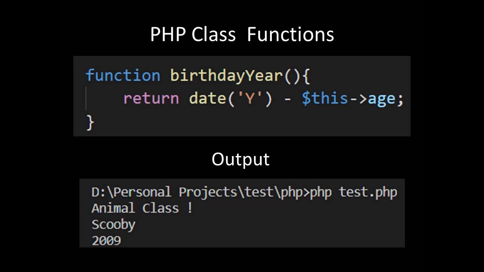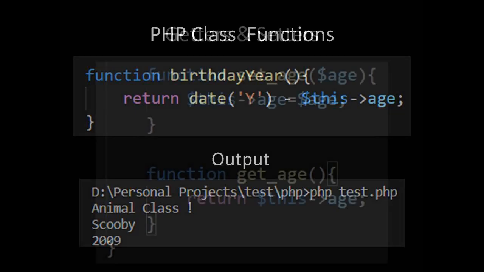We compile the PHP code using the PHP compiler. In the terminal or command line, we write the name of the compiler, php, followed by the name of the file we want to run, with the file extension .php. The last line is the result of calling the function above for an animal called Scooby. It returned that its birth year is 2009.